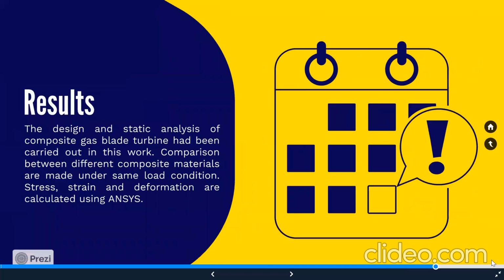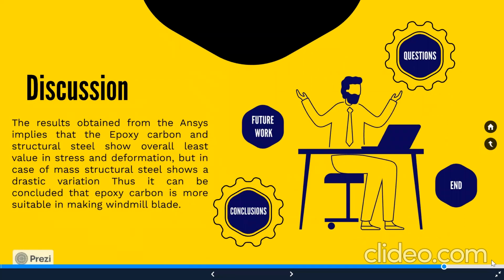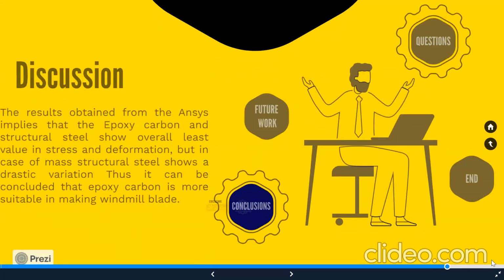The result: the design and static analysis of composite gas turbine plates has been carried out in this work. Comparison between different composite materials is made under the same load condition. Stresses, strain, and deformations are calculated using ANSYS. Discussion. The results obtained from the analysis imply that epoxy carbon and structural steel show the lowest values in stresses and deformation. But in the case of mass, structural steel shows drastic variation, so it can be concluded that epoxy carbon is more suitable for making windmill blades.